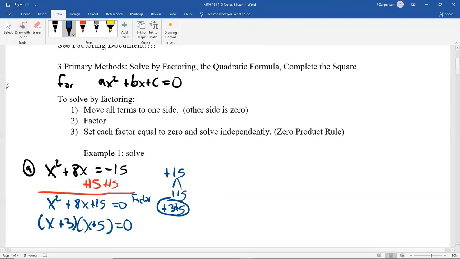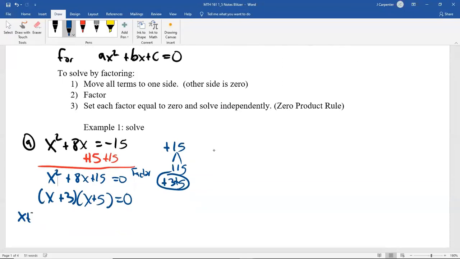So now we're going to step 3, set each factor equal to 0. So this is what I meant by something times something set equal to 0. But because these somethings have variables, they can be 0 in their own instance. So we take the x plus 3 and we set it equal to 0. That's a weird looking 3, isn't it?